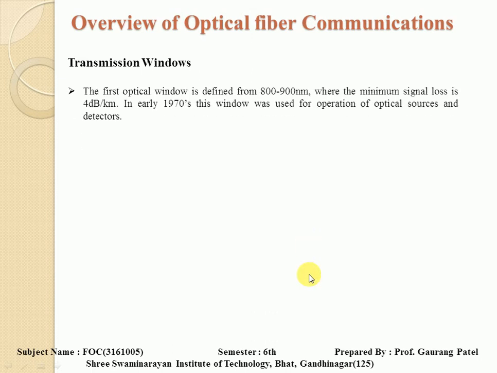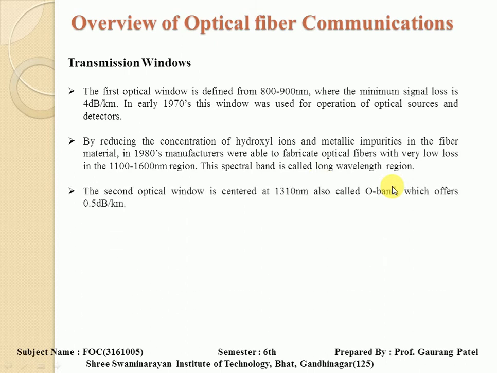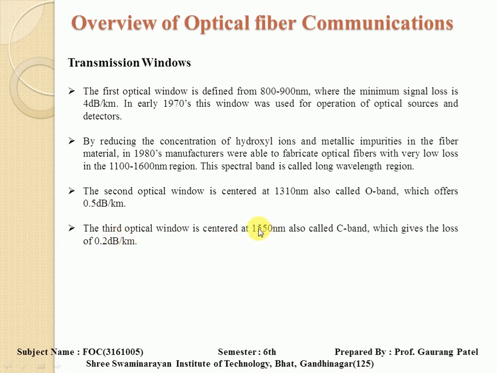So as I said, the first optical window is defined from 800 to 900 nanometer, and signal loss is 4 dB per kilometer. By purifying the fiber, the low loss window is identified, which is around 1100 nanometer to 1600 nanometer region, which is known as a long wavelength region. Second window, which is centered around 1310 nanometer, has a loss of around 0.5 dB per kilometer. The third optical window is centered at 1550 nanometer, and for which the loss is 0.2 dB per kilometer.